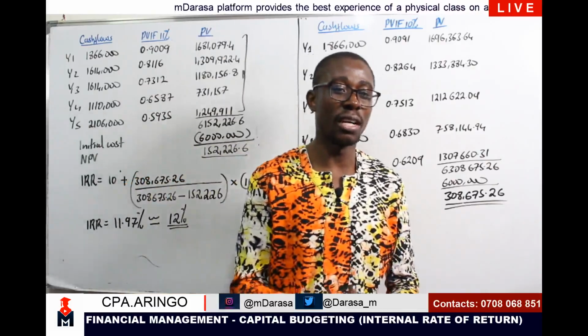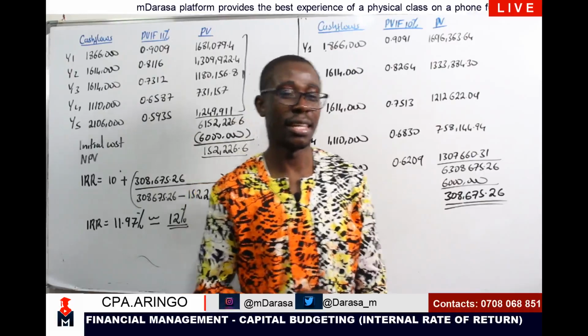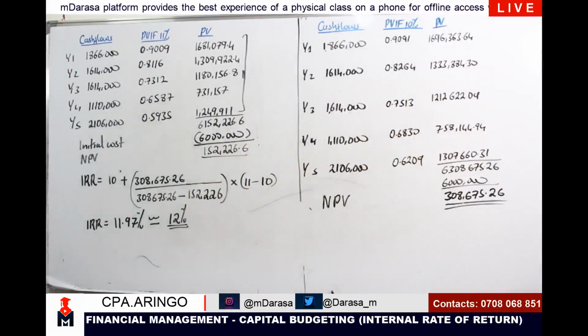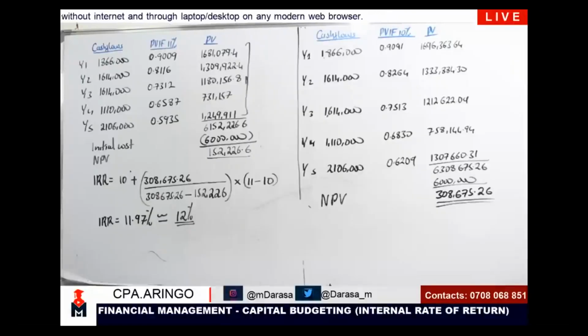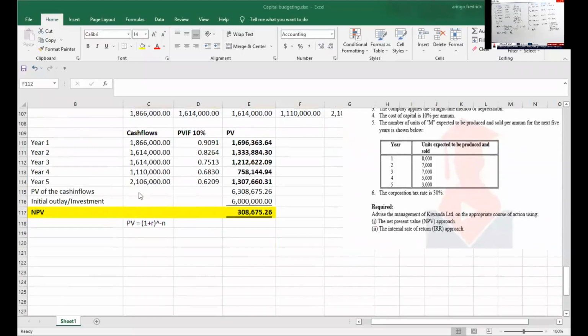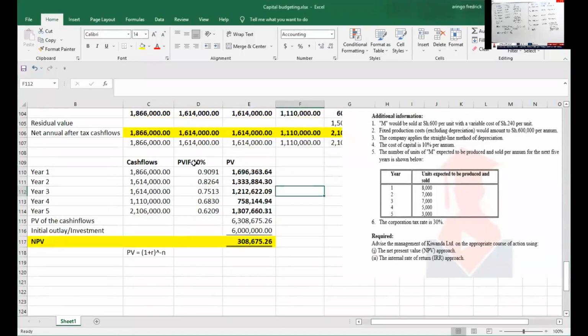So this is how you can work it out using Excel. Let me show you just in a moment now. So using Excel, this is what you are supposed to do. I'm going to share an Excel sheet here, which has what we did when the discount factor was at the rate of 10%.